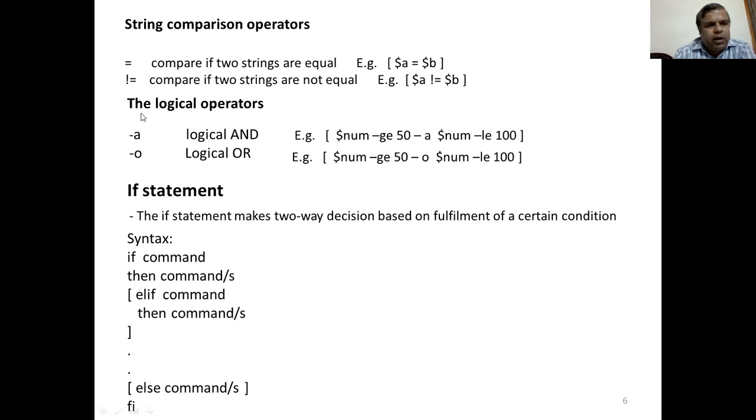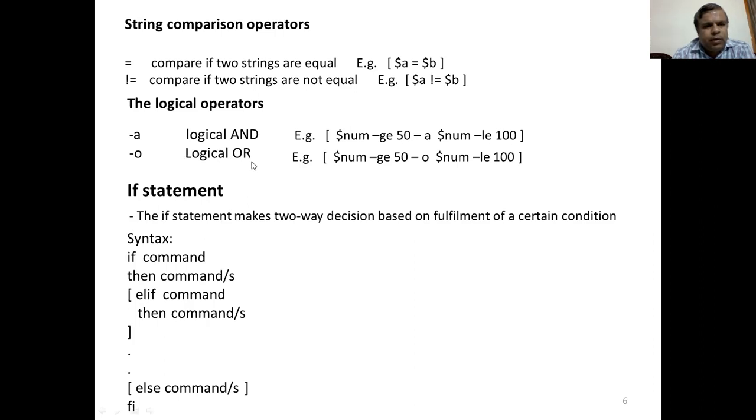Then the next set of operators, the logical operators. The logical operator symbols are -a, which stands for logical AND, and -o, which stands for logical OR. As you know, logical operators are used to evaluate multiple logical expressions, to check more than one condition. The logical AND operator returns true if the results of both logical expressions are true, otherwise false.